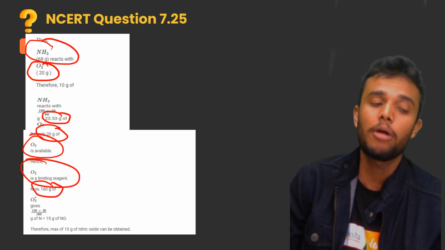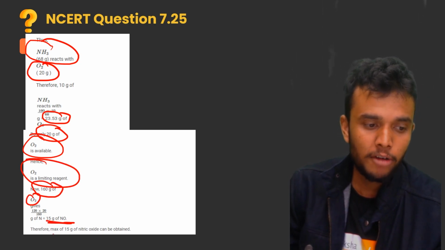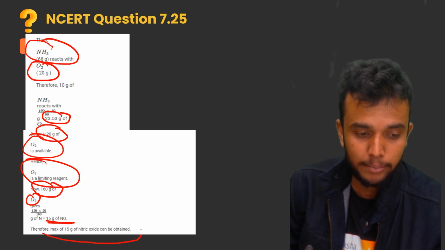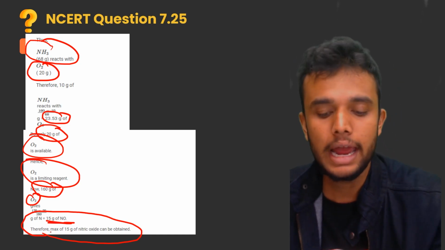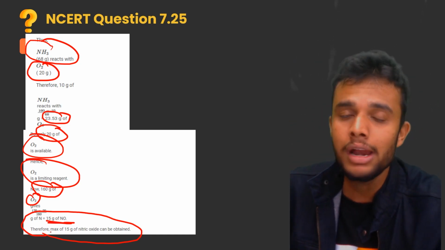Now 160 gram of oxygen gives 15 gram of NO. That's why a maximum of 15 gram of nitric oxide can be obtained. Only 15 gram of nitric oxide can be obtained. Any doubt? Let us know in the comment section.